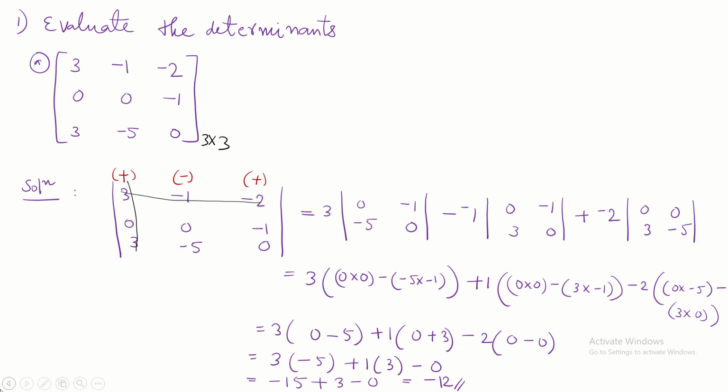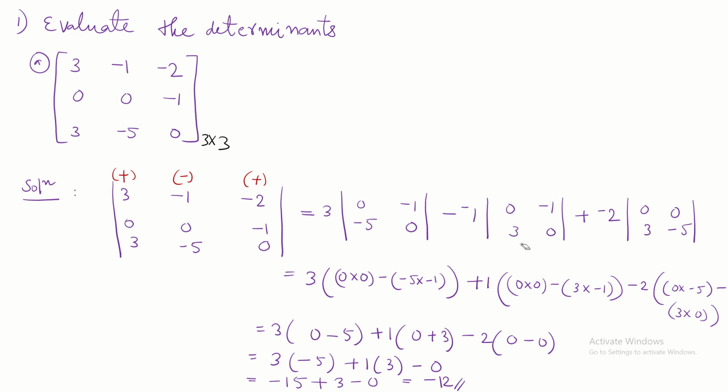And next, it is minus. This minus is the first minus I have written. Then -1, I wrote it here. Now the row and this column of -1 should be removed. So the rest of the elements are 0, -1, 3 and 0. I wrote it over here.